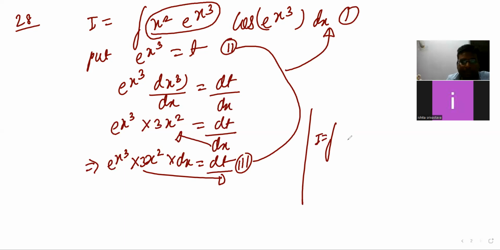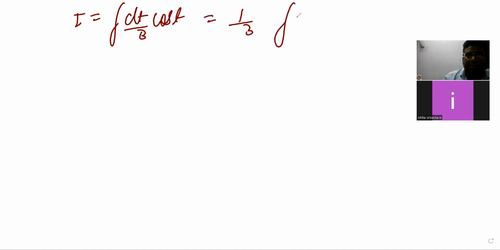Then it will become dt by 3. It is dt by 3 cos of t, right? So take 1 upon 3 outside. So it is 1 upon 3. So your equation will become integration of dt upon 3 cos of t, right? So take 1 upon 3 outside. Then it will be cos of t into dt.